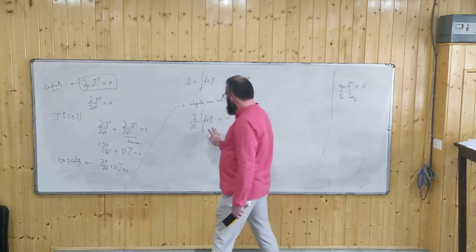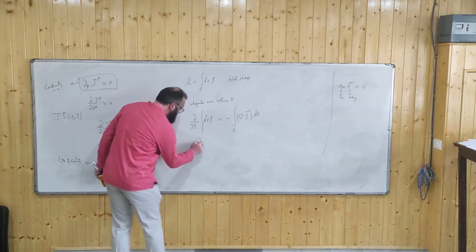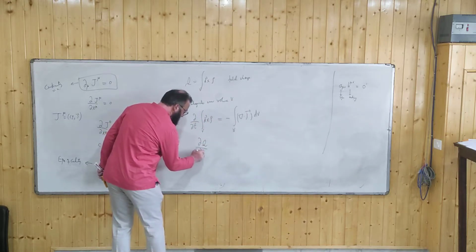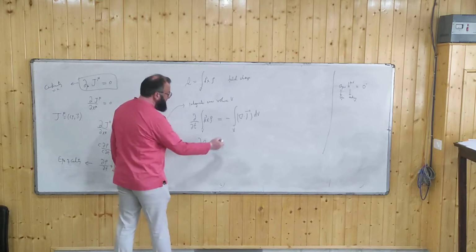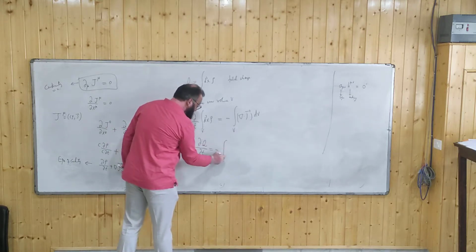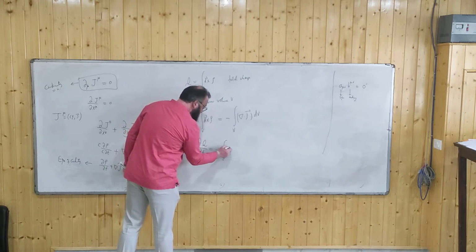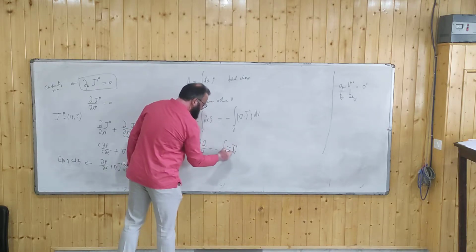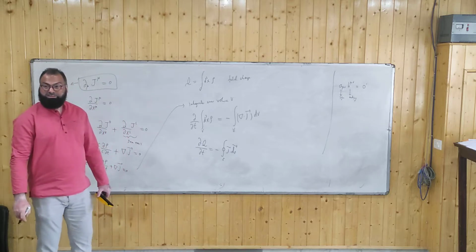Clear? So what is this object? It is partial Q by partial t, that's equal to minus... what is this? Let's apply the Gauss divergence theorem. So it will be the integration over the surface of J dot dS. Understand?